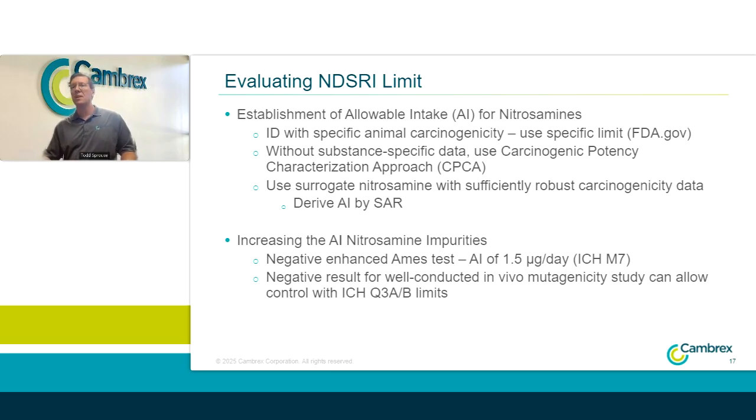And so there are ways, though, to increase the AI for nitrosamine impurities through using a negative enhanced Ames test and a negative result using in vivo studies that can allow you to move back to ICH Q3A and B limits. These tests we do not perform at Cambrex, but we recognize that as a way to potentially mitigate any sort of nitrosamine impurity issues that are found in your drug products.